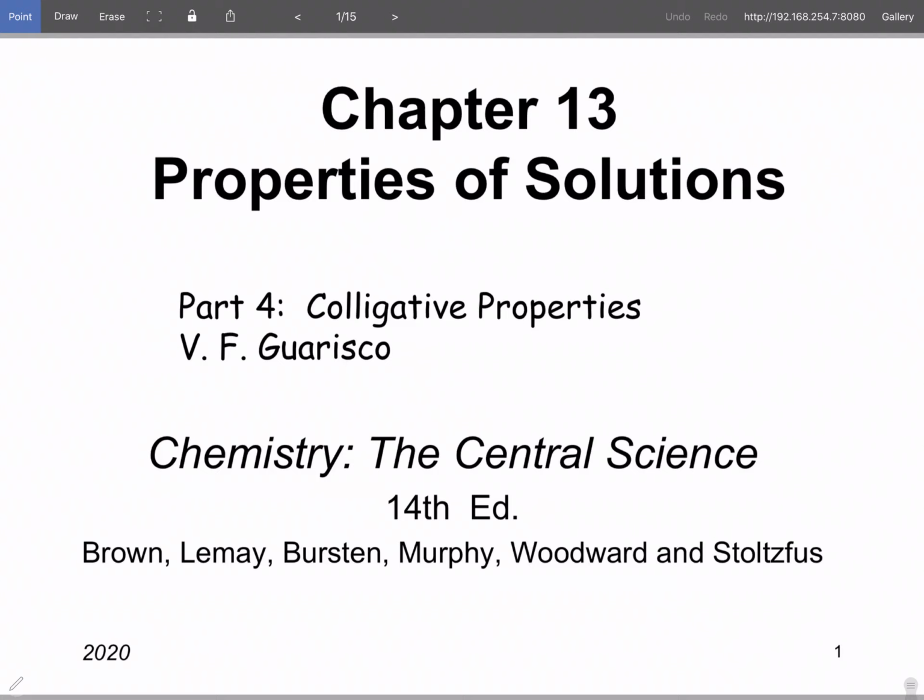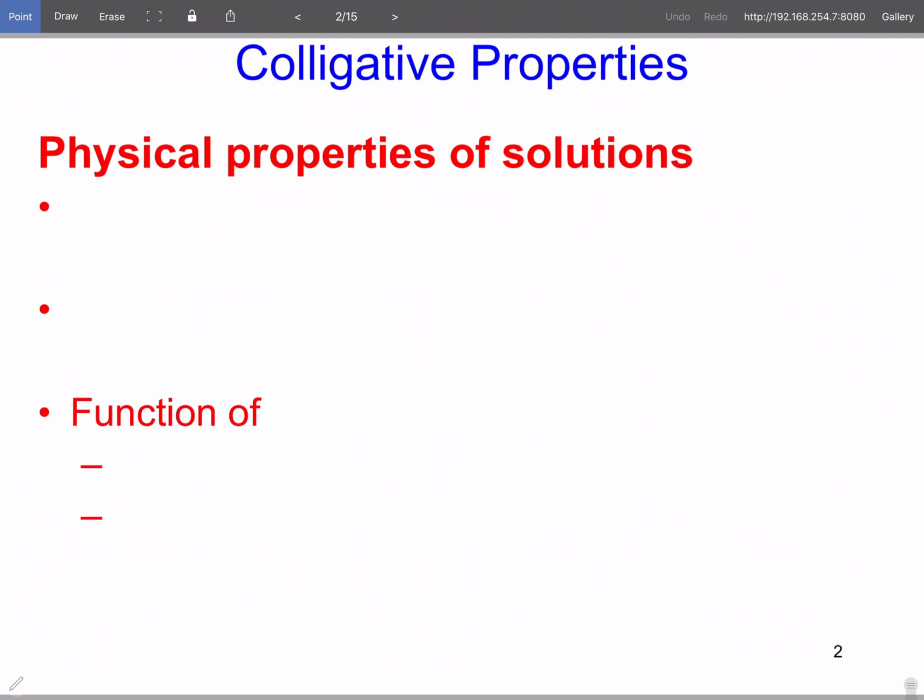With colligative properties, we've done the concentrations. Now we're going to look at the effects of particles in solutions. So when we start, we're going to look at the physical properties of solutions. First off, it helps if you can write with your pencil.